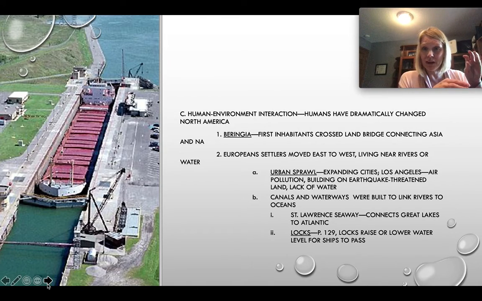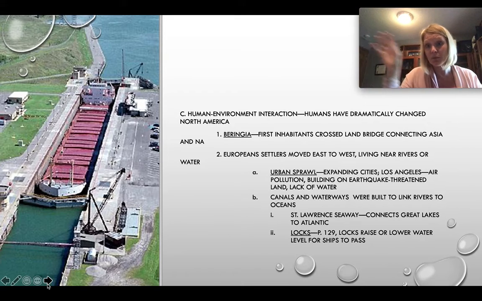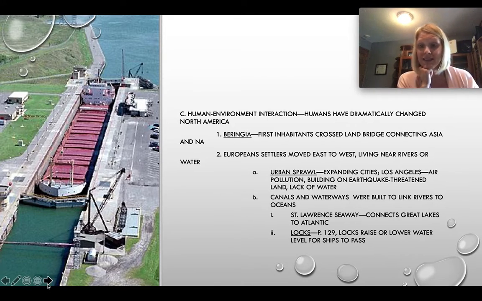In order to get a lot of the goods, especially furs and things that they were able to find around the Great Lakes area, how do you get them to the Atlantic, at least in the European sense, to ship them back over to, say, England? Well, they figured out a way to connect the Great Lakes. One of the ways they did that was through locks.